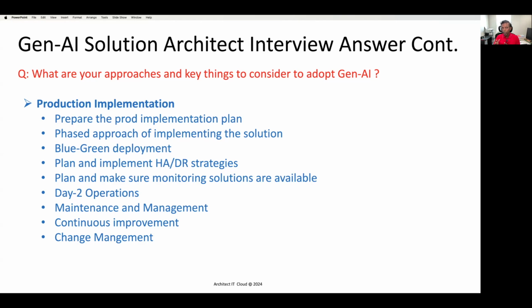So always go with blue-green deployment when it comes to production deployment. I have done many videos on blue-green deployment. You can go and explore. I'll provide the links in the description below. You can always go and explore.